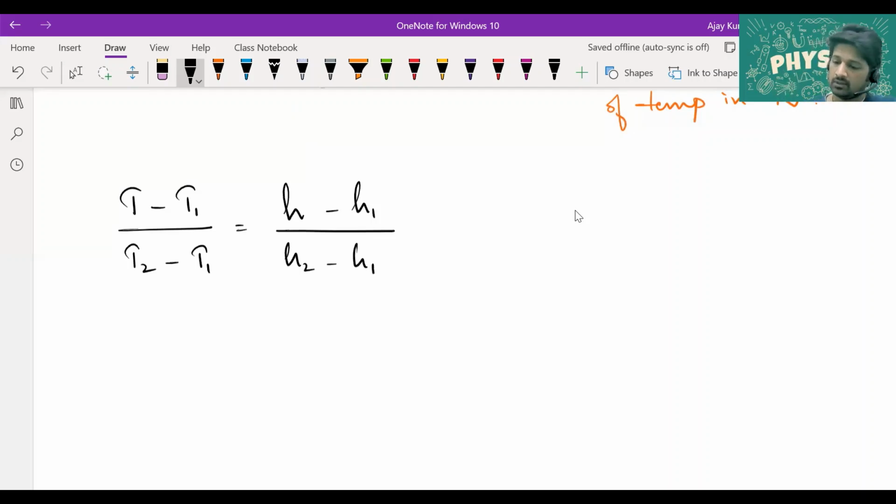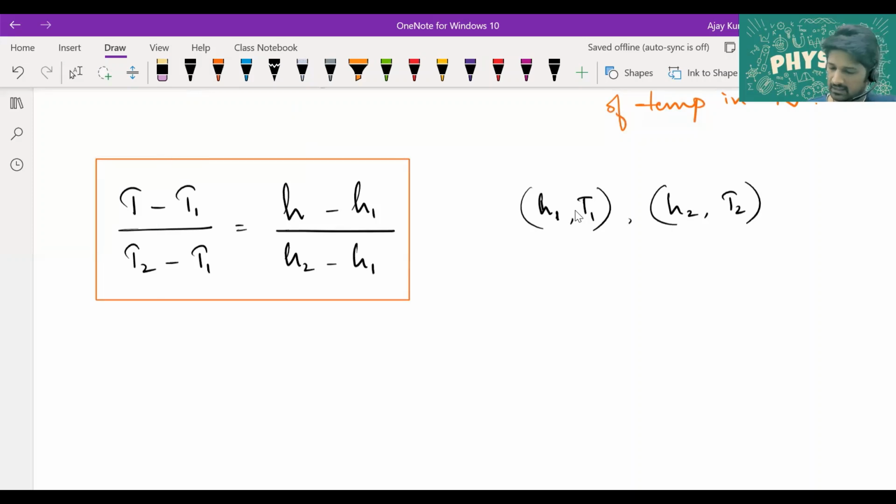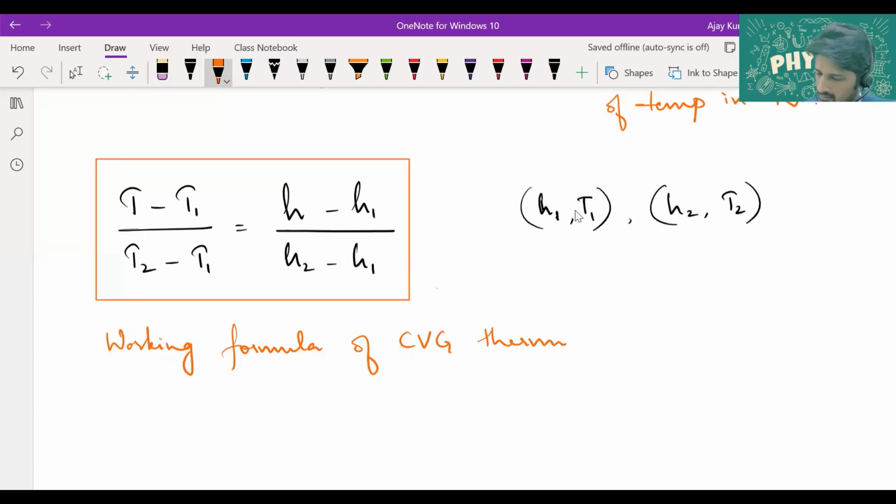So if you know H1, T1, height of liquid column at one temperature, and H2, T2, height of liquid column at another temperature, then you can tell temperature at any other height. So basically this is the working formula of a constant volume gas thermometer. Nothing new about this. It is very similar to the equations that we wrote yesterday.